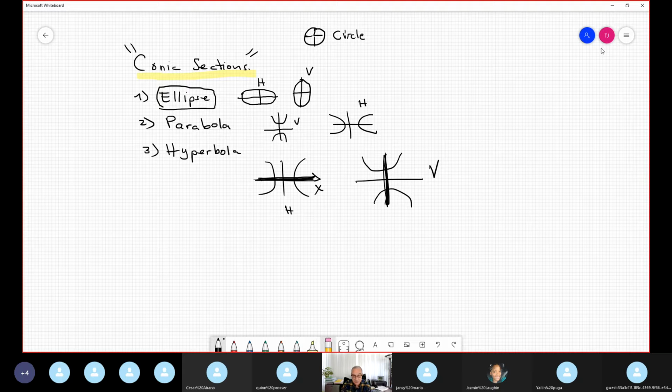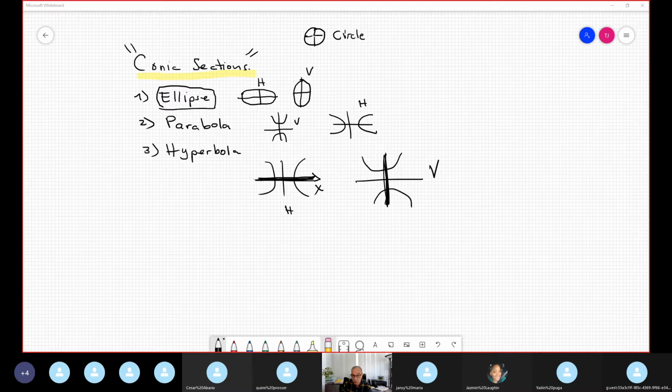Okay, let's study the ellipse first in detail. I like this order, ellipse first. Let me go to the definition of the ellipse to explain it in detail. Go to Desmos again. Okay, definition of the ellipse.